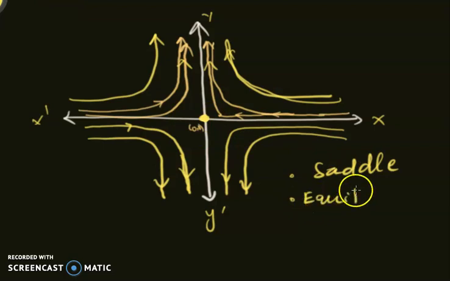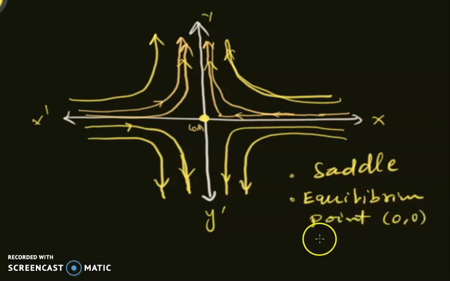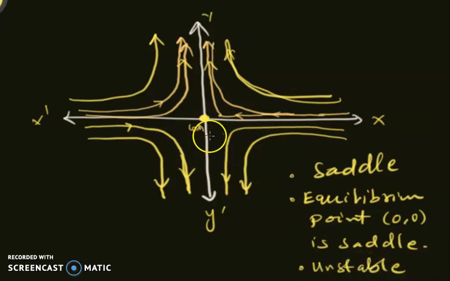The equilibrium point, which is 0, 0, is a saddle, and it is indeed unstable. Why unstable? Because the nearby trajectories don't remain close to 0, 0. You can see the definition in the previous videos of what an unstable point is. So a saddle is unstable.